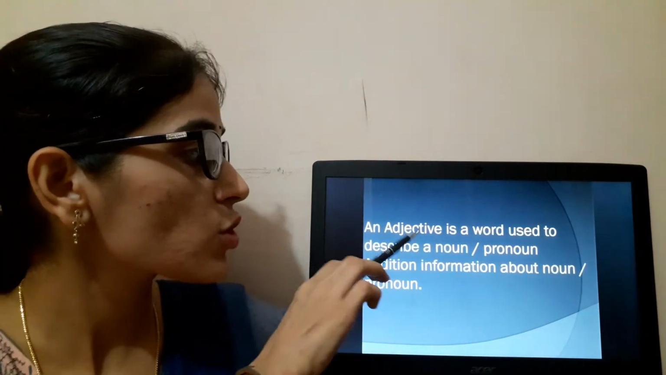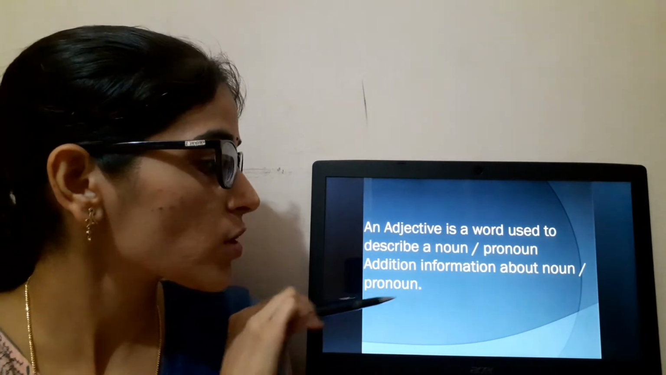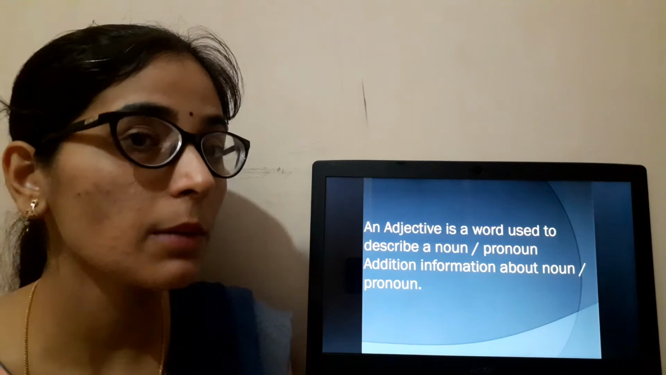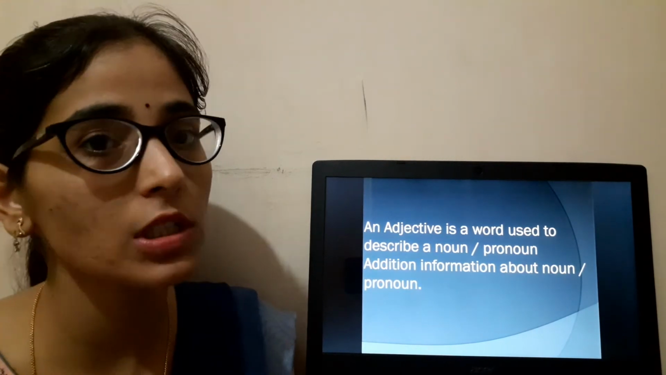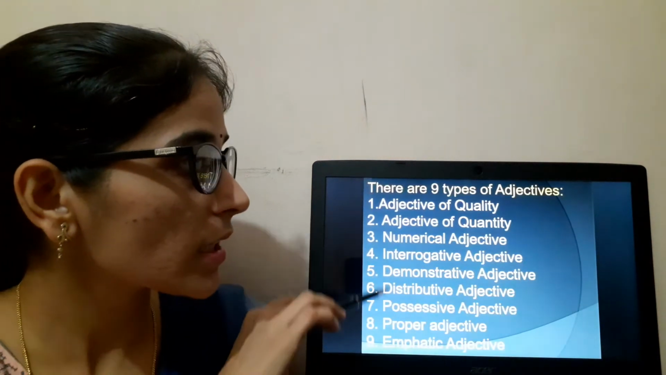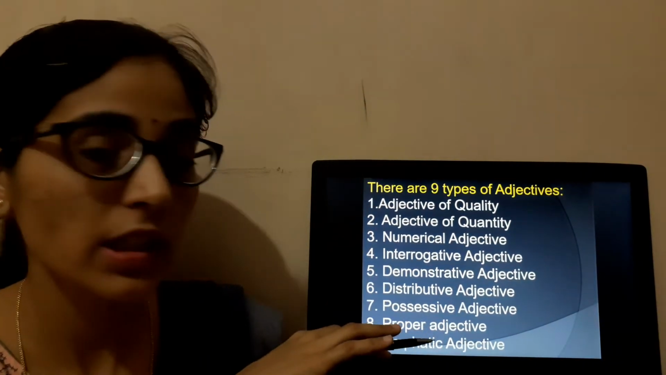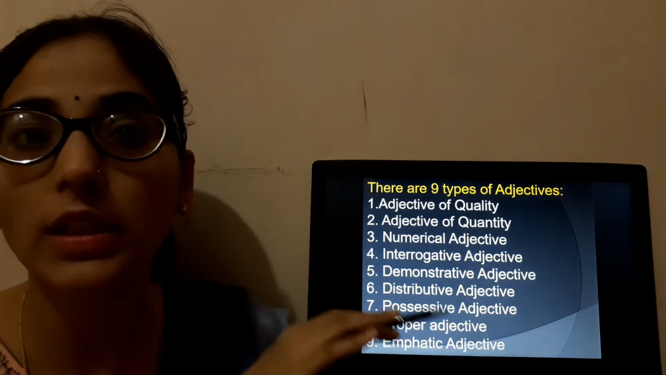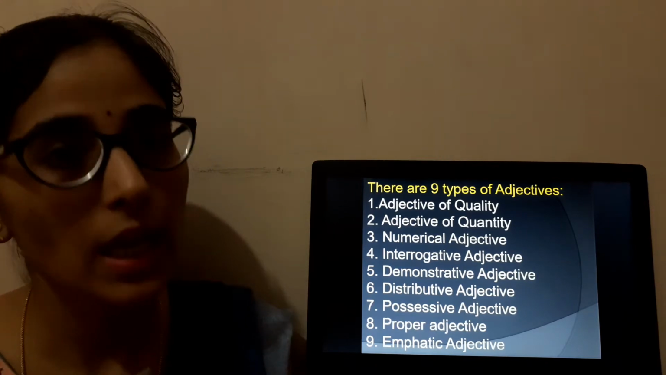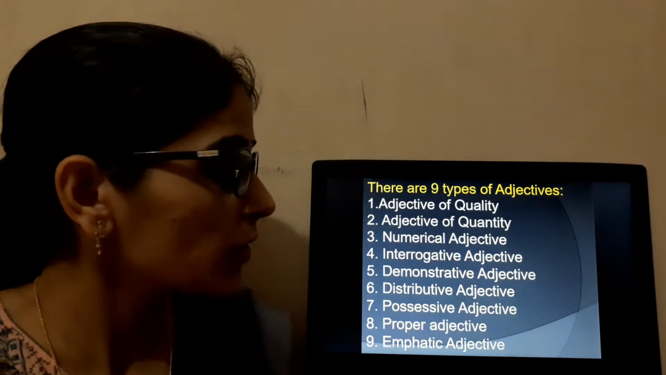Here we go. An adjective is a word used to describe a noun or pronoun, giving additional information about the noun or pronoun. We all have seen that an adjective talks about a noun or pronoun and gives additional information about it. Clear? Let us see the types of adjectives here. These are the 9 types of adjectives, and we have already discussed them one by one in detail. For a detailed explanation, please go and see the previous video on adjectives, which I have divided into 2 parts and discussed in brief. Let's move forward.